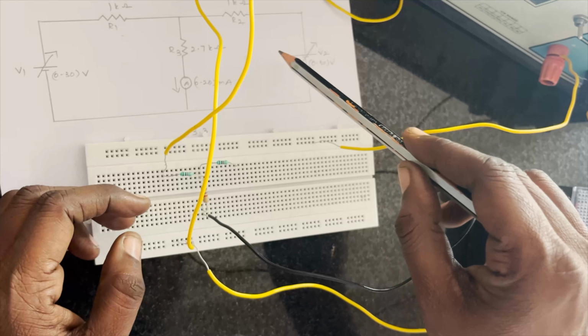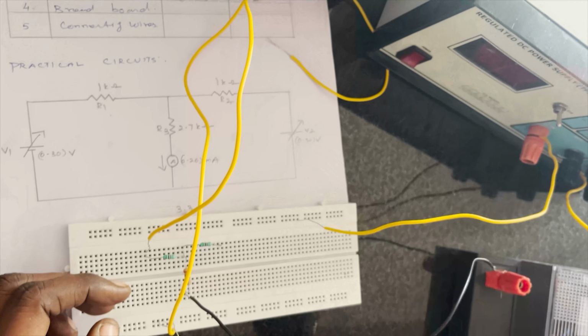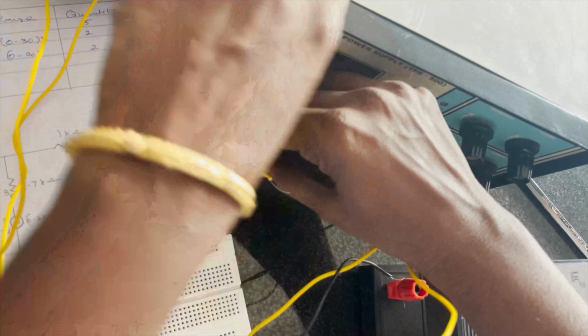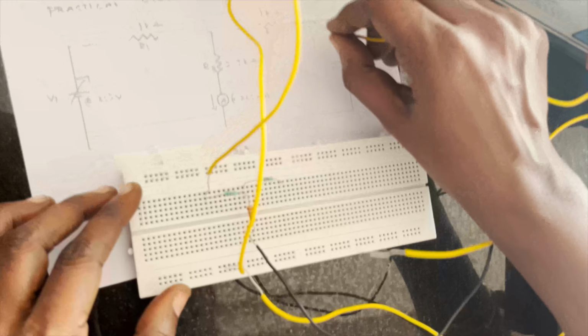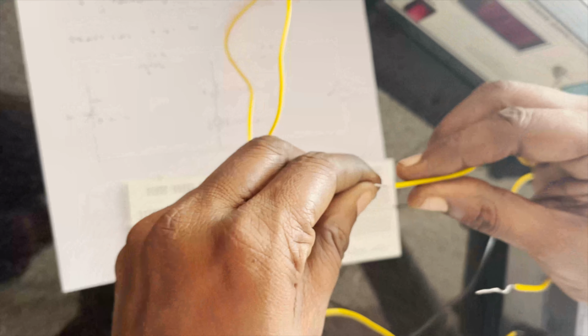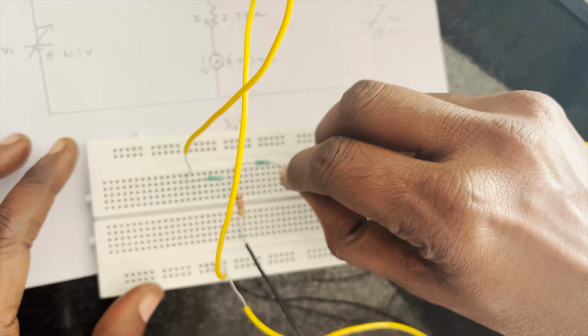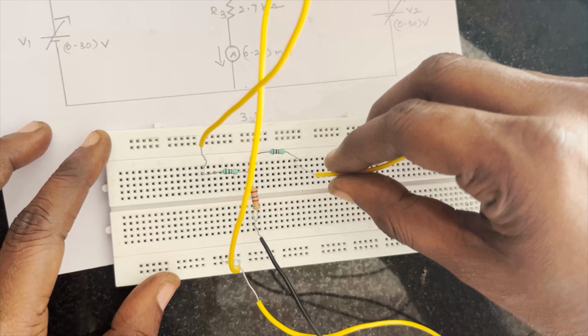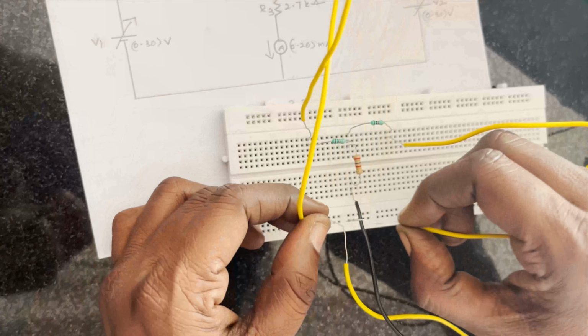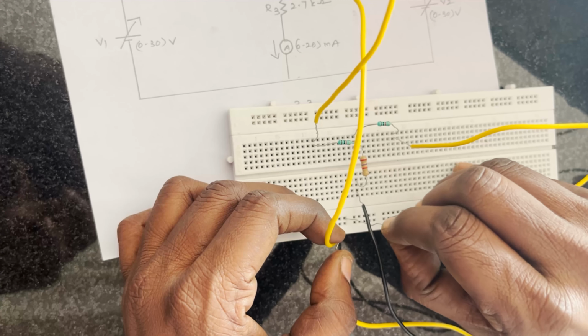Another last connection: we have the second RPS only. So this is the second RPS. I have to put the positive line at the R2 second end. R2 second end, RPS positive. I have to put it here. This is R2 positive. Then R2 negative, the same ground line.